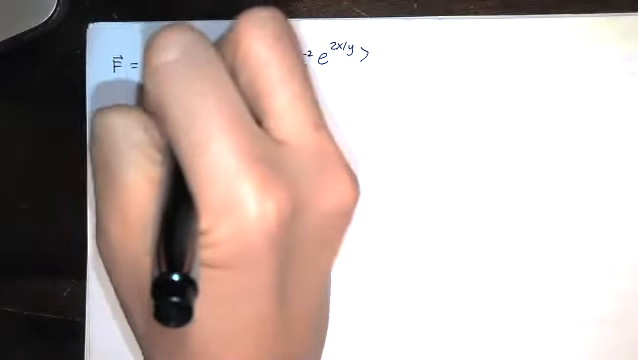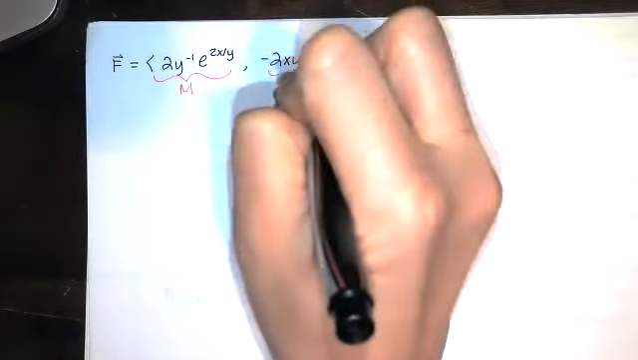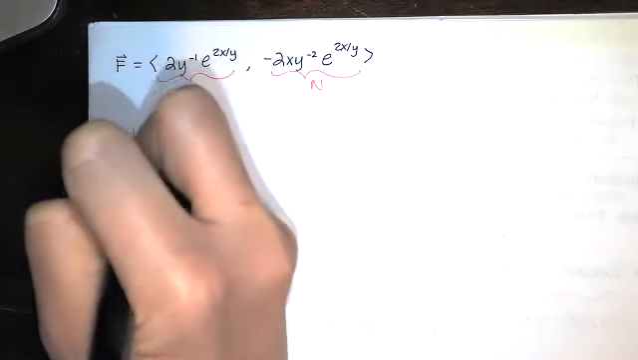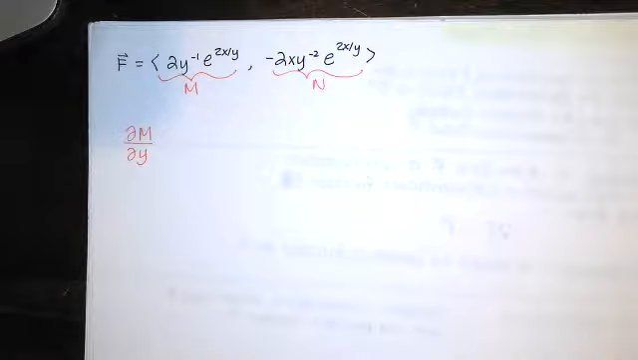So we had 2y to the -1 e to the 2x over y. And then we had -2x y to the -2 times e to the 2x over y. And this is m, and this is n. So I want to take the partial of m with respect to y.